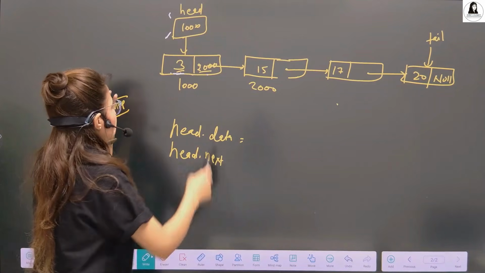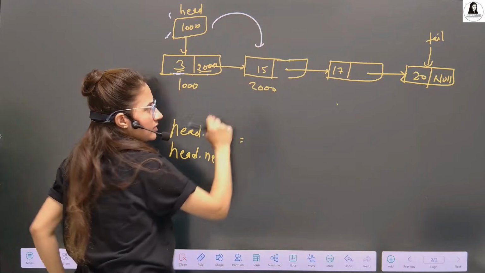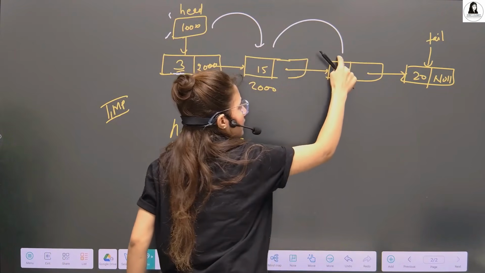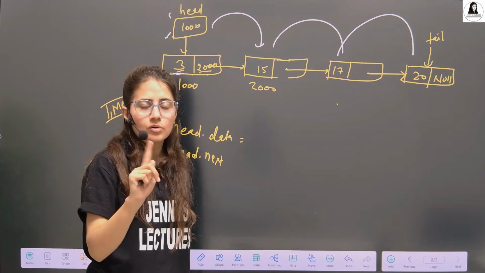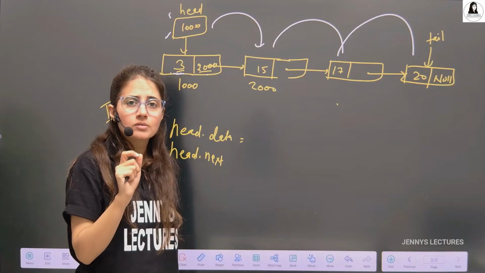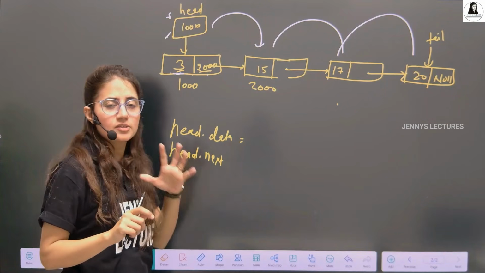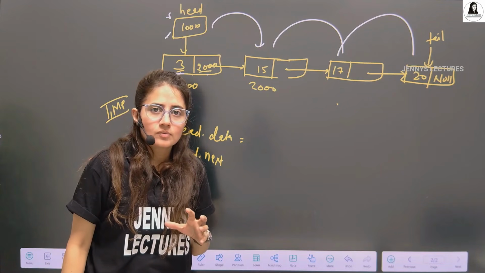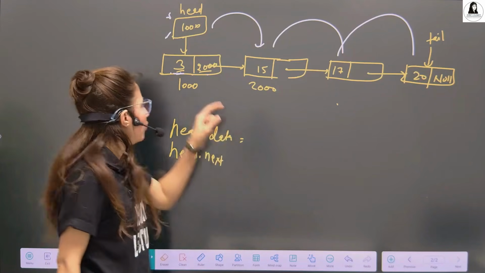So you see that first we will access this, then we will move head to this, then we access the data, then move head, then access this data, move head, access this data. No, this is not at all a good approach. We cannot move head. Just remember this thing. This is very important. We cannot change the structure of this list. Head is always pointing to this.